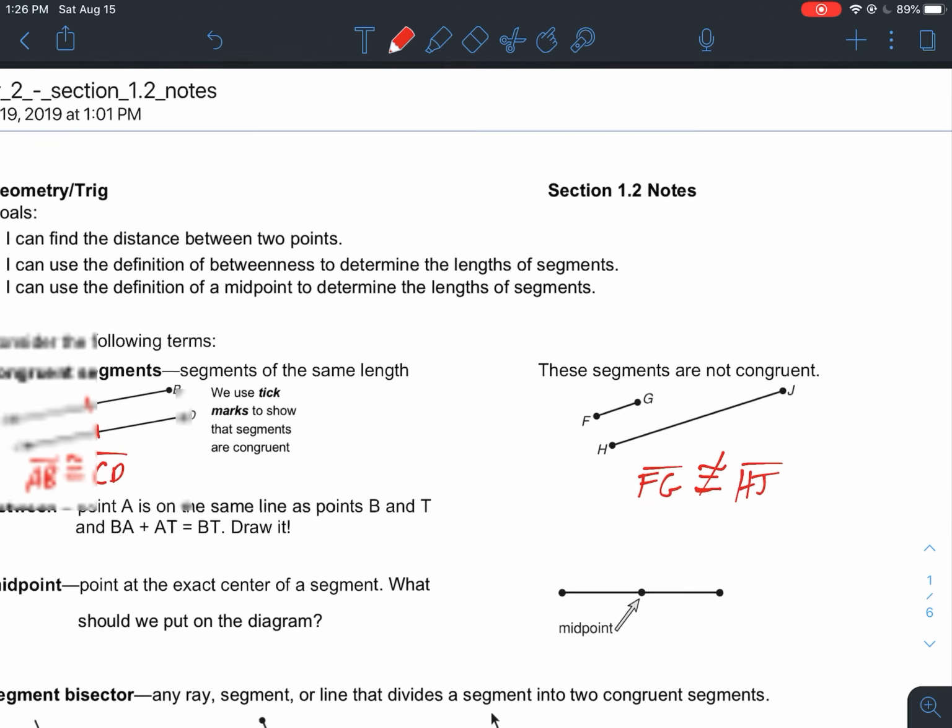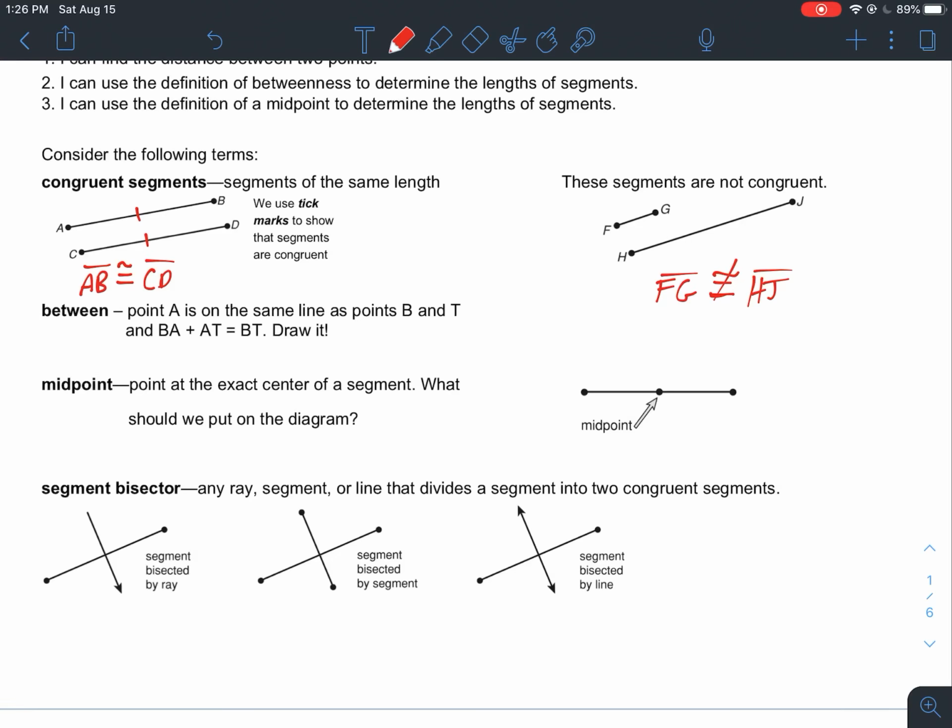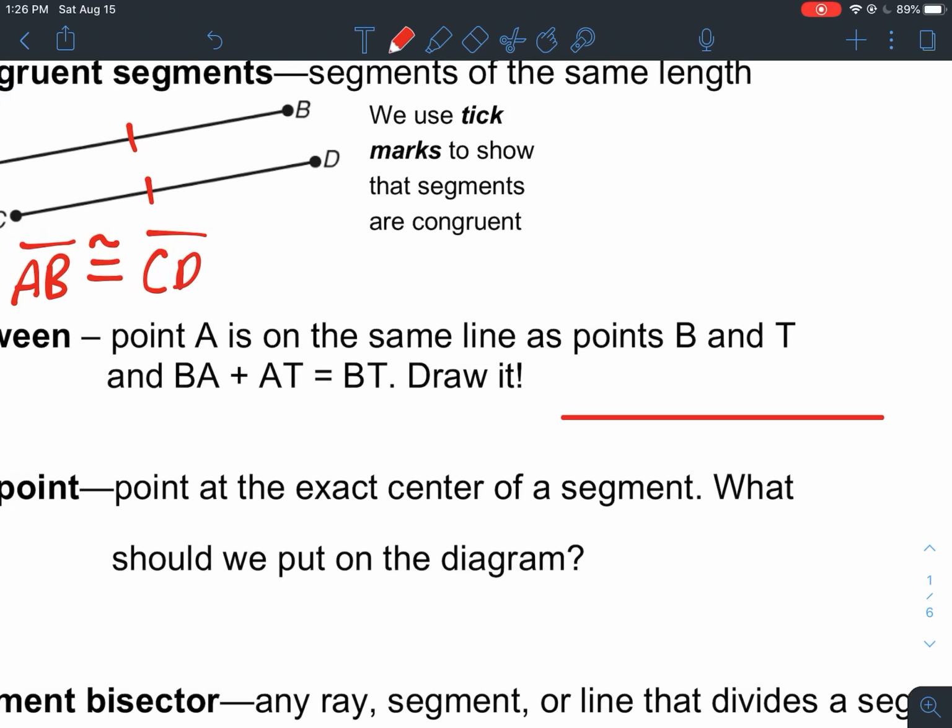Next word is between. Between is exactly what you would think it would mean. It's between 2 points. Okay? So point A is on the same line as points B and T, and BA and AT add up to BT. So if we're to draw that, let's draw a little segment out here. And we have B and T are the endpoints. And anywhere on that, we're going to put point A.